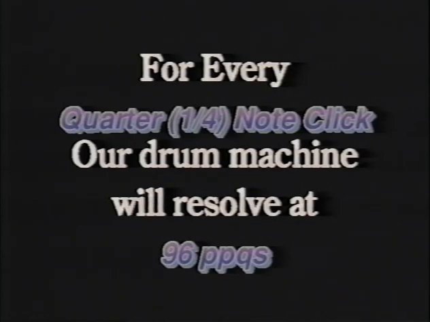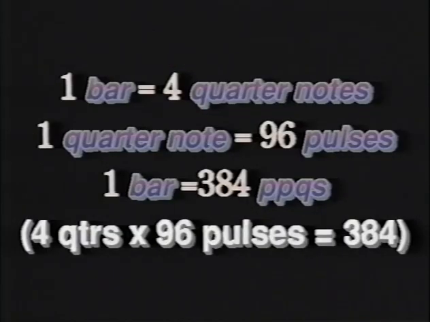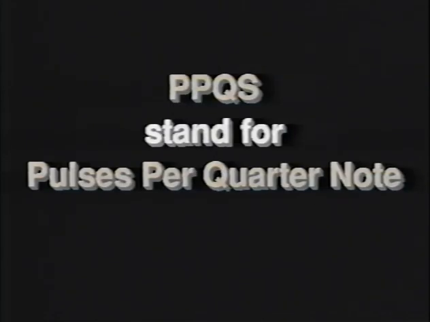Now, one more about sequencing. Sometimes if you're real good and you understand about step mode or about where you want to put a certain beat, whether on the 1, the 2, or in between the 1, the 2, or 3 and 4, you go to step mode, you put that beat where it's at, it's going to be there. For every quarter note click, our drum machine resolves at 96 ppq. So in 1 bar, there are 384 ppqs. ppqs stand for pulses per quarter note. Read more about that in your manual.